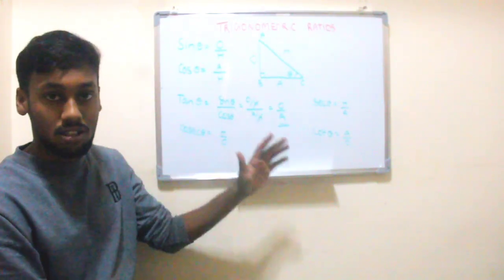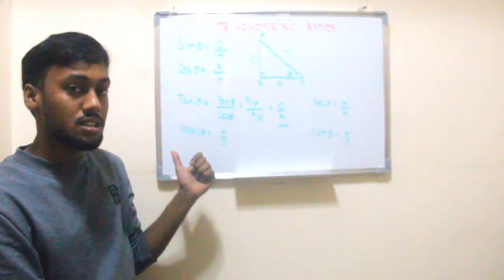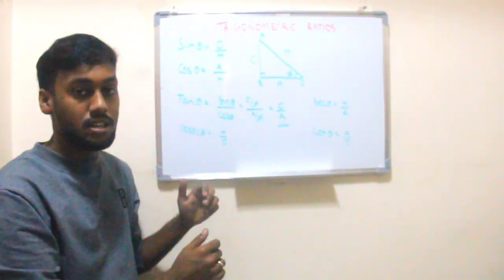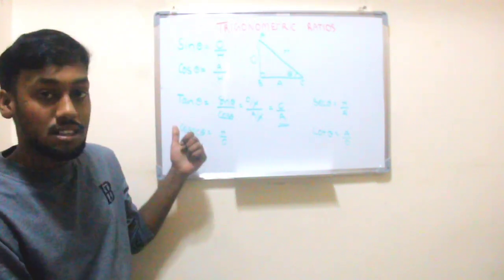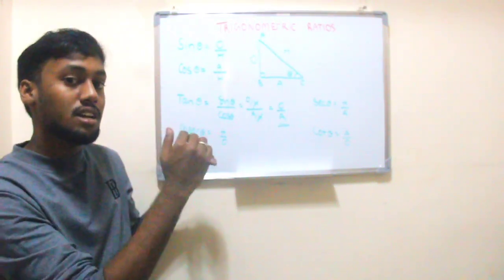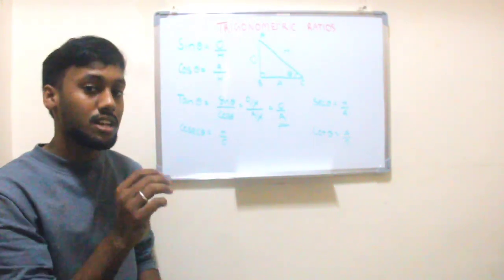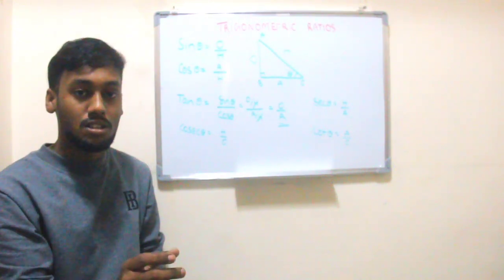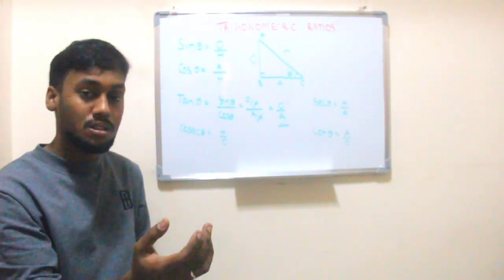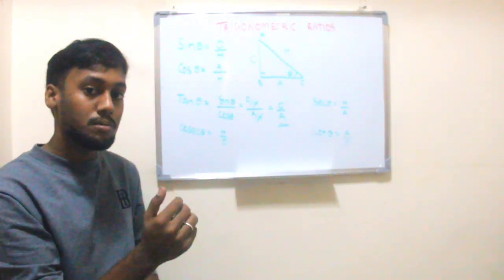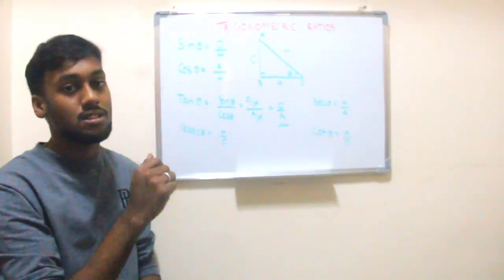Tan theta and cot theta have a relation, right? So what is that relation? Cot theta is equal to 1 by tan theta. And tan theta has a relationship between sine and cos. What is that? Tan theta is equal to sine theta by cos theta. Cot theta is equal to the reciprocal of tan. So cot theta can be written as cos theta divided by sine theta.